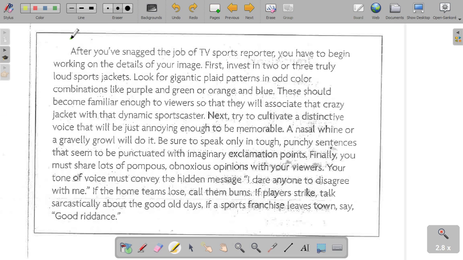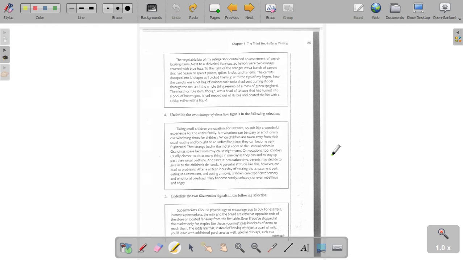So what do we have here? After, good. First, good. Next. Finally, good. All right. Now, of course, these are kind of silly paragraphs, but you get the idea.